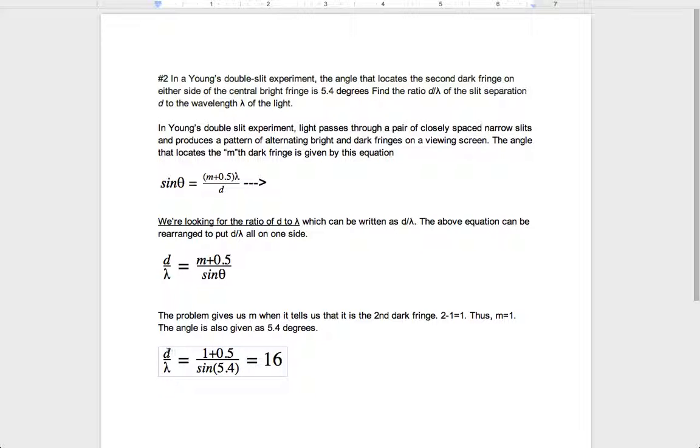So the ratio of the slit separation to the wavelength is 16. There's no units on this answer because it's a ratio. So that's how you do chapter 27, number 2.